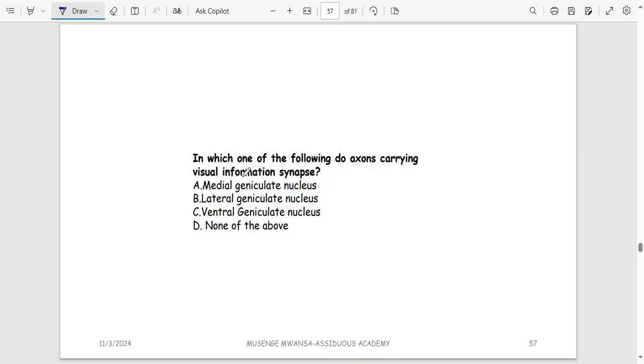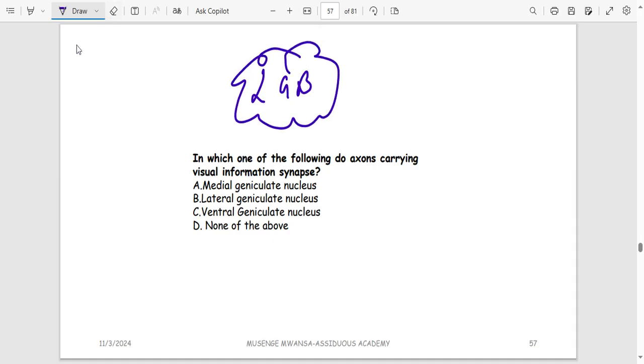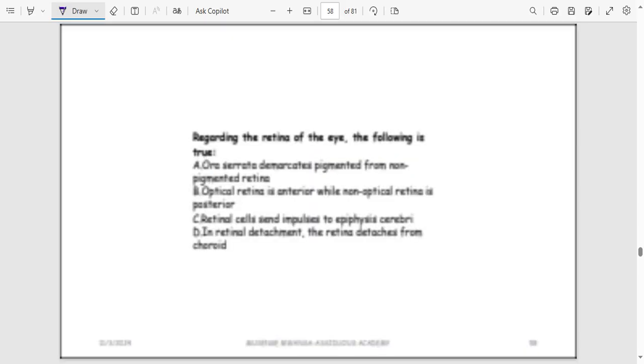And in which one of the following do axons carrying visual information synapse? Visual information. Medial geniculate nucleus, lateral geniculate, ventral geniculate, none. So it's LGB, lateral geniculate body or lateral geniculate nucleus.